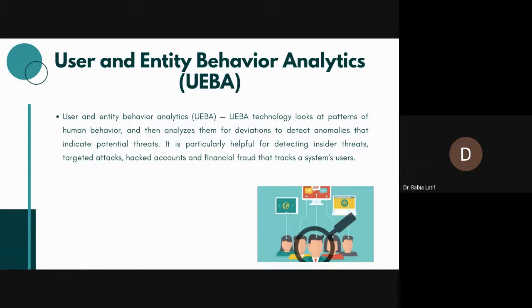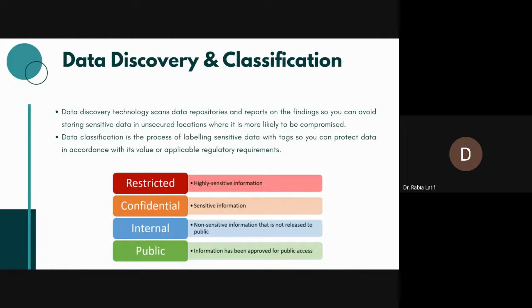This is a technology that looks at the pattern of human behaviors and then analyzes them for deviations to detect the anomalies which indicate potential threats. So it is particularly helpful for detecting insider threats, targeted attacks, hacked accounts, and financial fraud that tracks a system user. The last and most important technology is data discovery and classification.